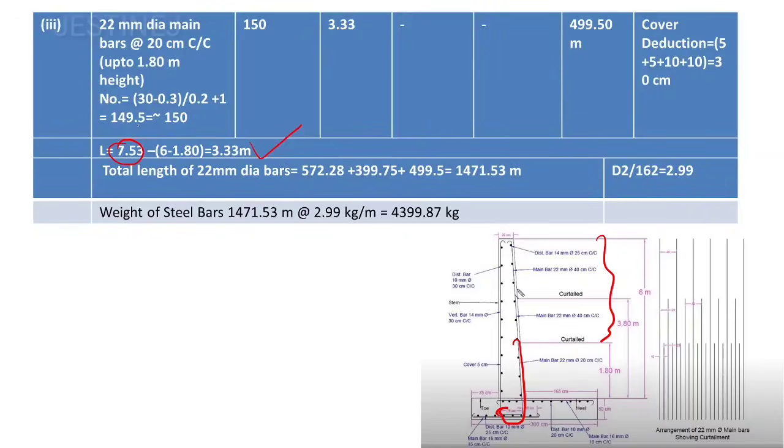You can observe that 30 minus 0.3, the clear cover on both sides, is 5, and if you observe here, the distance from this side is 10, and here also 10, so you have to reduce that also, and you will get 30 centimeter. And 0.3 meter divided by 0.2, the spacing, plus 1, you will get 150.